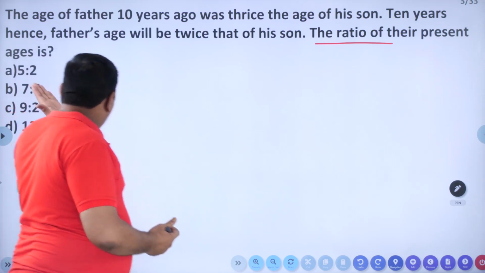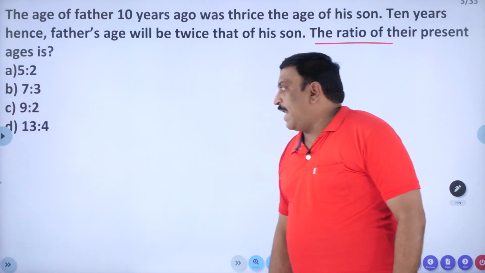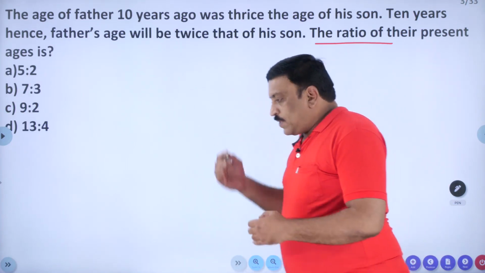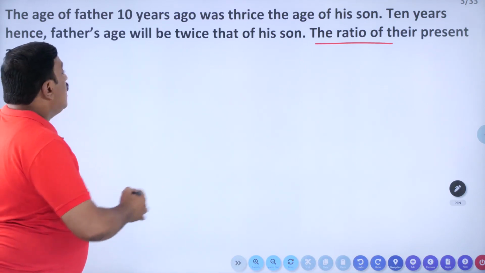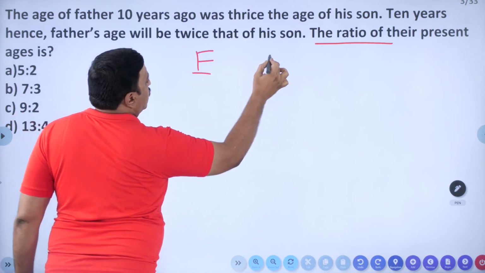Okay, let us see, we got the options 5:2, 7:3, 9:2, 13:4, right? Okay. So I'm trying to do this one. Just listen. The age of father and son. So two members are there, that is, father and son are there.